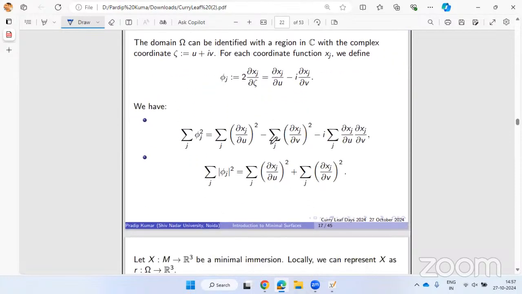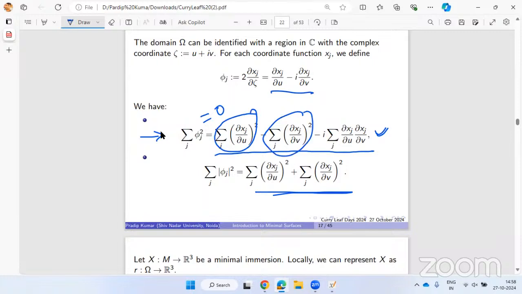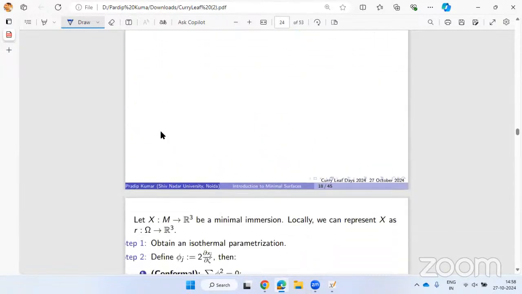It turns out that if I calculate, this is the calculation. If phi j is given, you just calculate phi j square and do all these things, and mod of phi j square is this. And with this understanding, now listen. Suppose I say phi j square is 0, so this means what? This equal to this, and this is imaginary now, and this is equal to 0. So this is equal to 0 means what? This is equal to this, and this is equal to this means what? And this equal to 0 means what? This means R is isothermal.